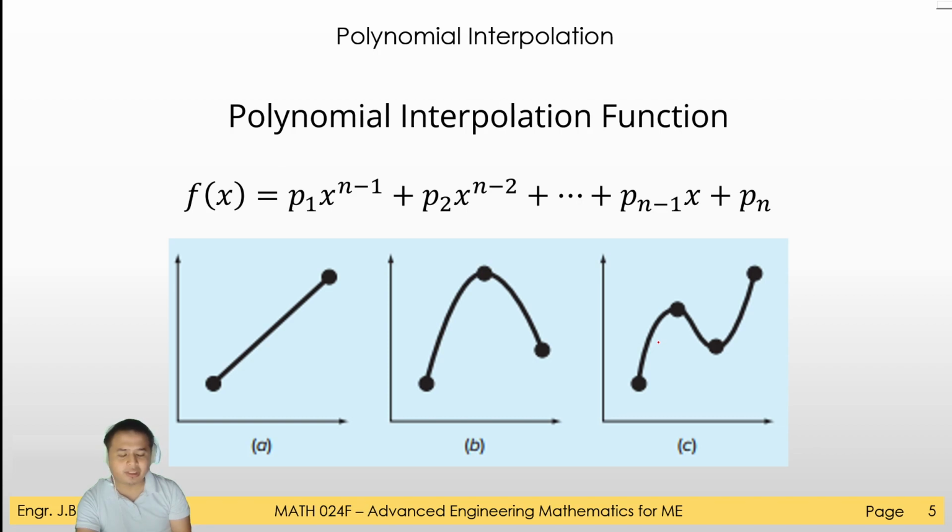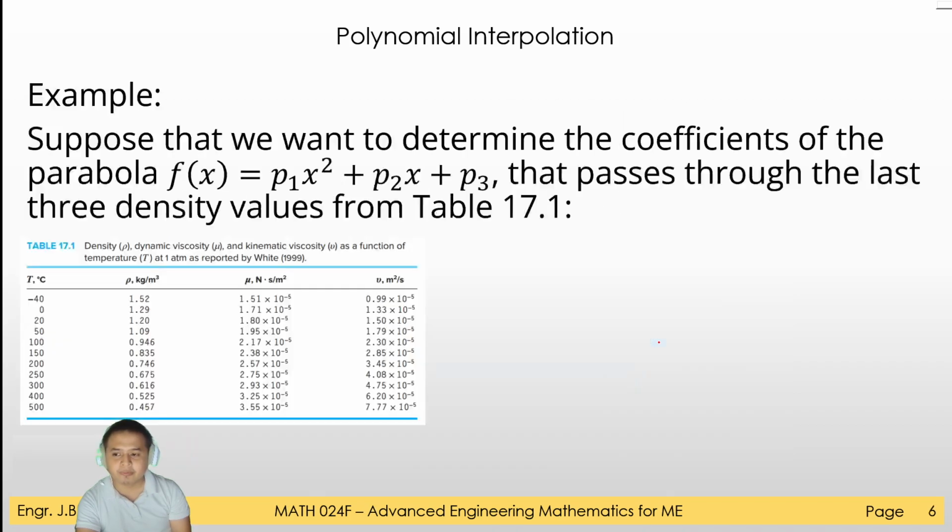We are already familiar with this, I believe, because we have already discussed this in your linear algebra. So we can determine the coefficients of our polynomial function, which we will assume, for this example, is p1 x squared plus p2 x plus p3. So how do we figure this out?